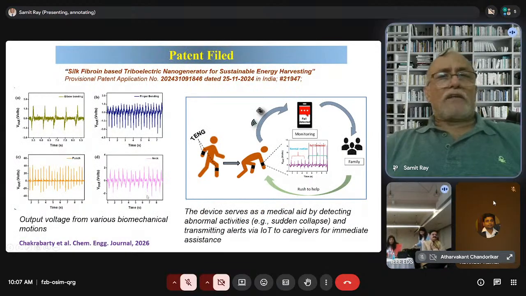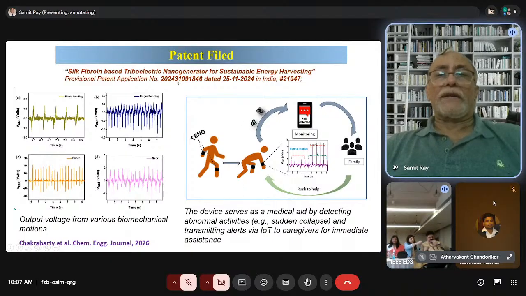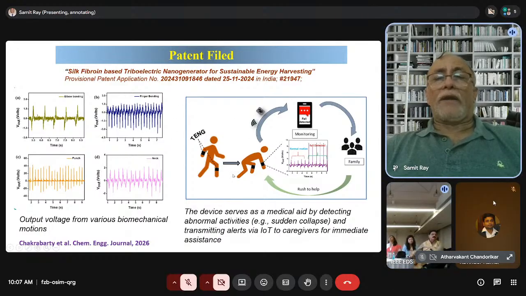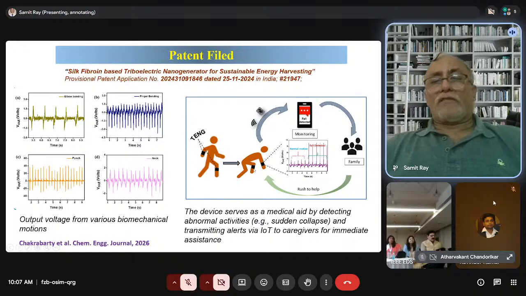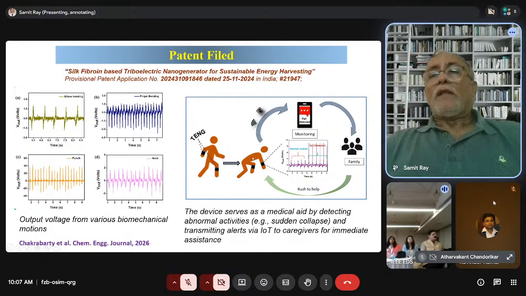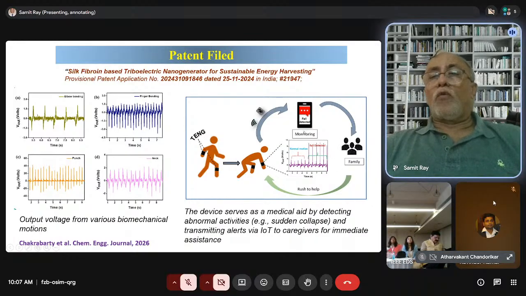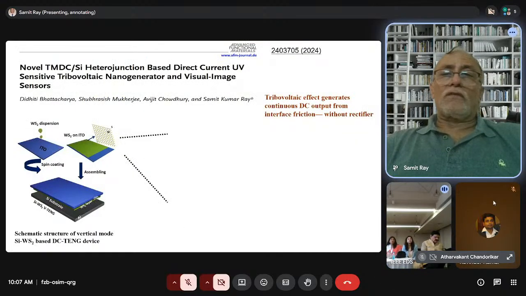And we used that to make a sensor which has been patented now. As you know, in today's modern life, many patients are at home alone. So you just put a triboelectric patch here. If the patient has an accident and falls down, from the cloud you will immediately get a signal that there is an emergency for the patient, and you can run back home and take care of the patient. This can be useful for medical applications.